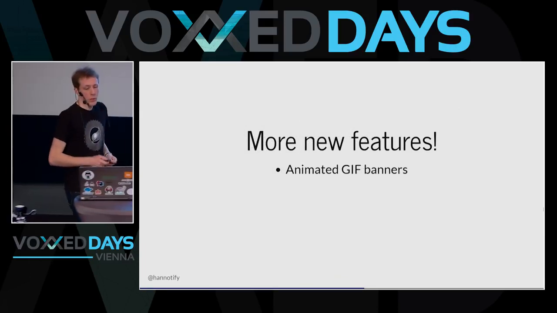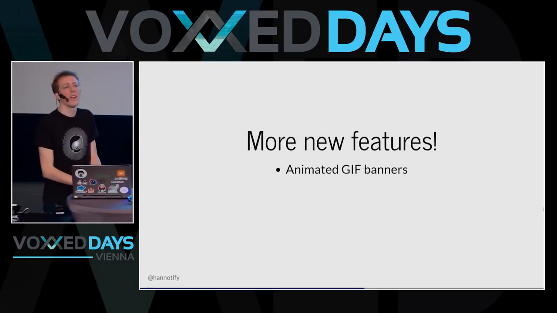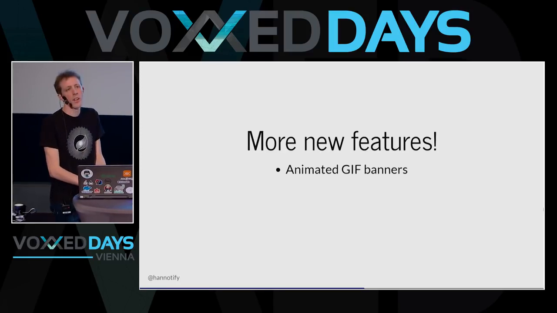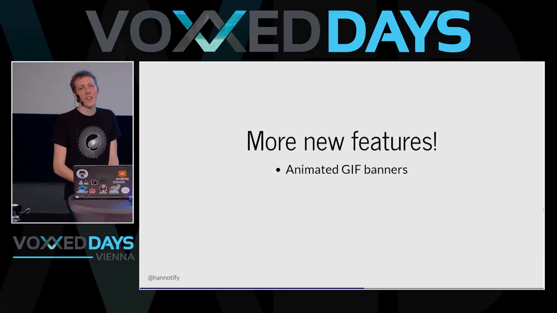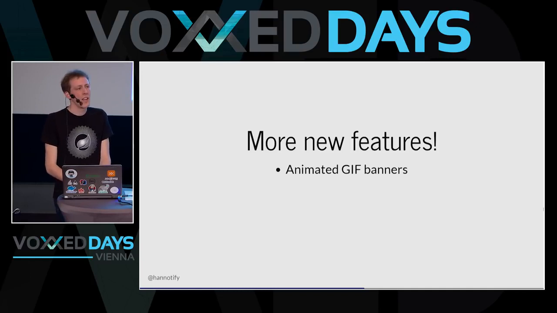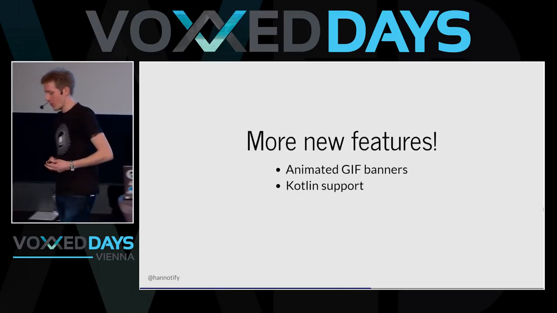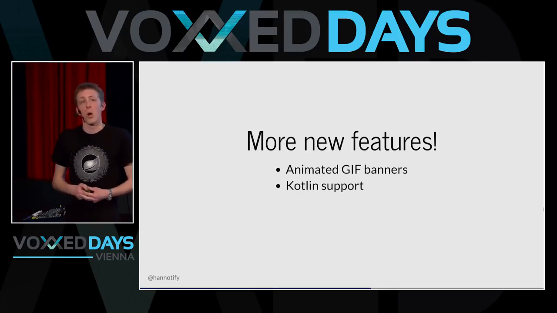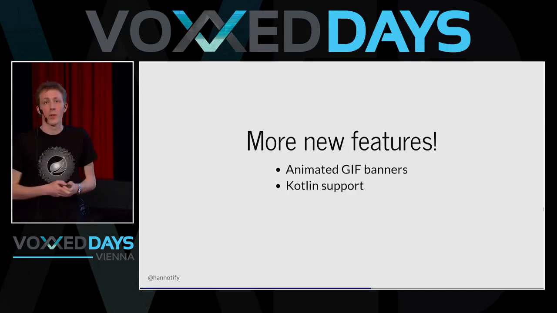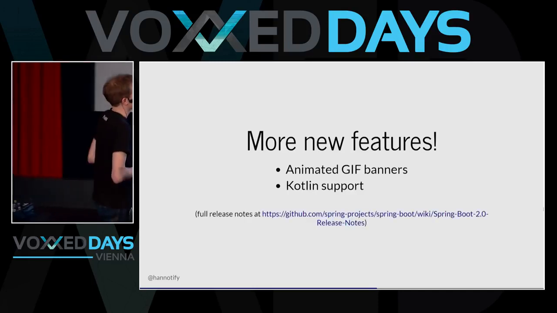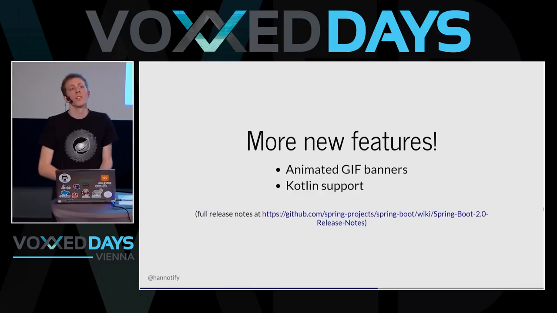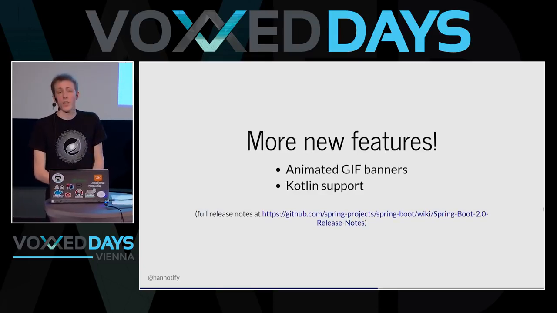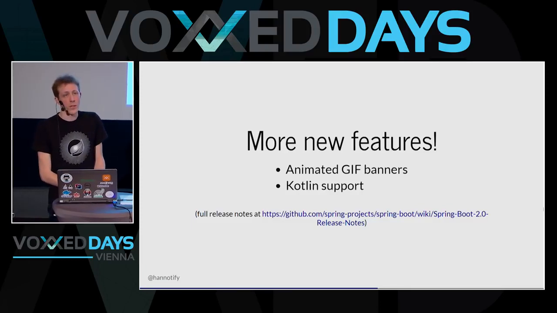And there are a few more new features. I'm not listing every new feature on the slides here, but these are the ones that I'm talking about in a bit more detail. There's a component that creates animated GIF banners, which is so great I just had to show you, so I will in the next slide. And this was the one that I was looking forward to the most: Kotlin support. So build your Spring components using Kotlin. If you follow this link, you will get to the full release notes. There are a few more things, but these are the most important ones.